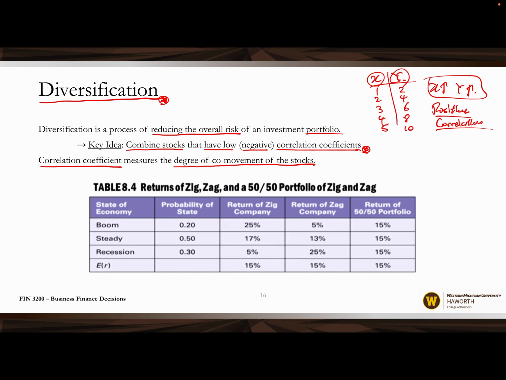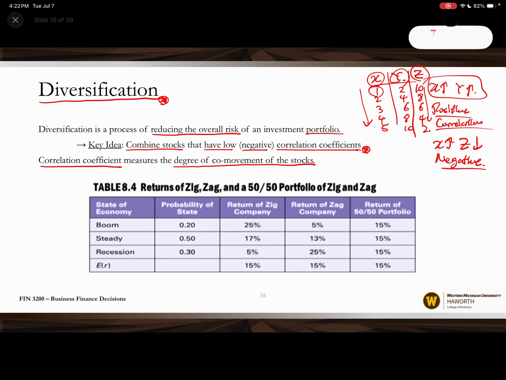Whereas if we had another column here, z, where it moves the opposite way. So if x goes up, z comes down. That's an example of a pair with a negative correlation coefficient.